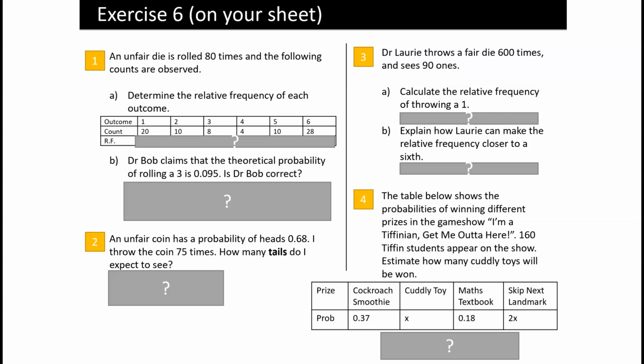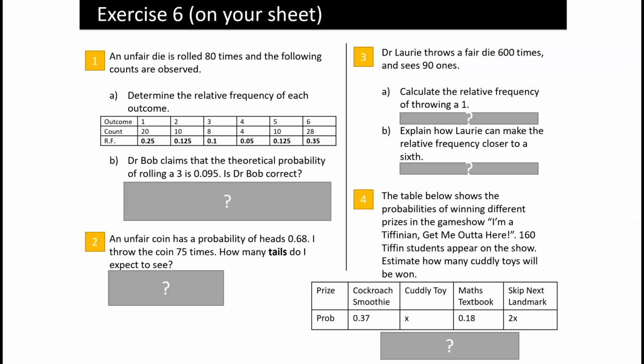Okay, so hopefully you have now done this sheet and my examples helped you. So I'm just going to uncover the answers and obviously mark your work and correct it. So question 1, we've got an unfair die rolled 80 times, and these are all the different amounts it's come up. So relative frequency is going to be 20 over 80, except they've put it as a decimal, but you could have 10 over 80, 8 over 80, etc. So you could have left them as fractions.